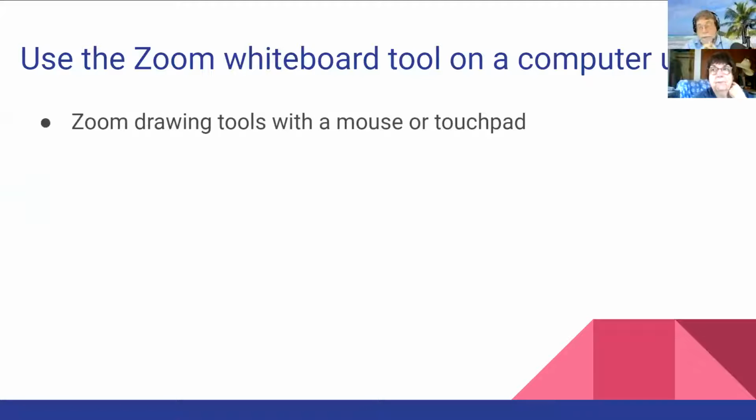One is to use a Zoom whiteboard tool on a computer using the Zoom drawing tools with a mouse or a touchpad. And the way you do that is you go up to the controls when you're sharing. When you choose a screen share, you can click on New Share, and you can get a whiteboard tool. And I'm going to open the whiteboard here. And now everyone has the ability to try drawing. And I'd encourage you to try it.